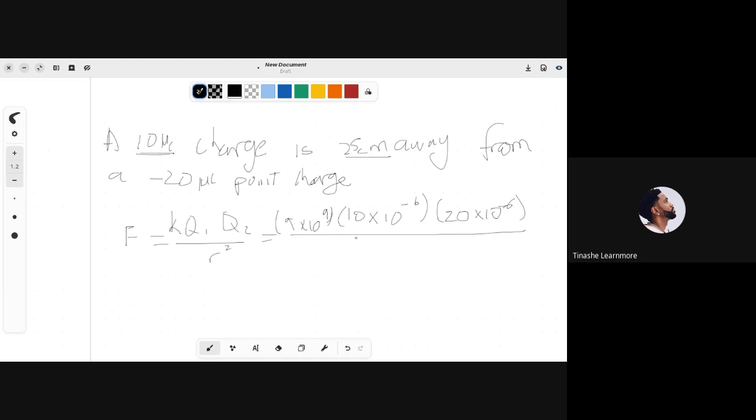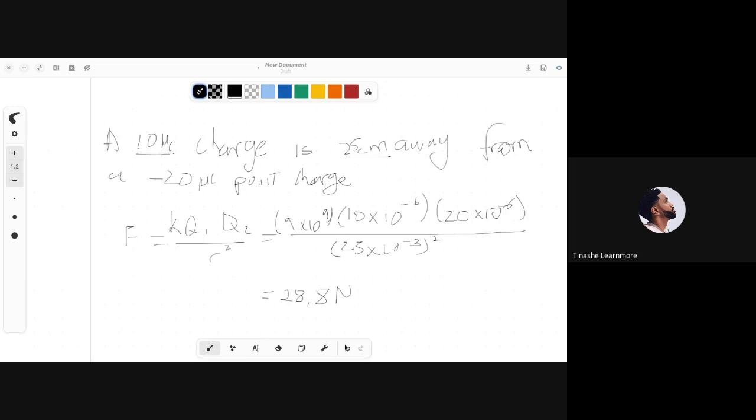Because it's centimeters, I have to convert this to meters, so this will be 25 times 10 to the negative 3, and thou shalt not forget the square. The Bible literally says that thou shalt not forget the square. Then if you put this into the calculator, you end up with 28.8 newtons. Any questions on that particular question? All right, no questions, I guess.